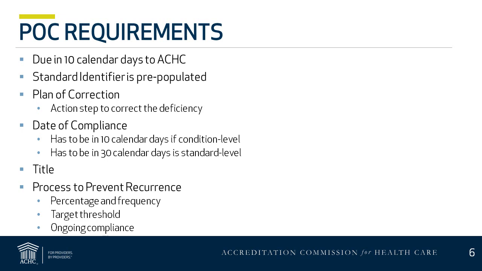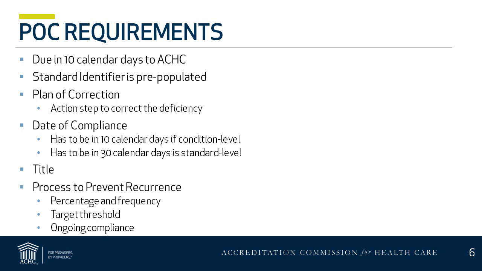You will receive your plan of correction template from your account advisor after your survey. It is due to ACHC within 10 calendar days. The identifier is pre-populated on the left-hand side, so we will identify which deficiencies need to have a plan of correction. That plan of correction is that action step. That is the step that you as the agency take to put yourself back into compliance with the requirement.